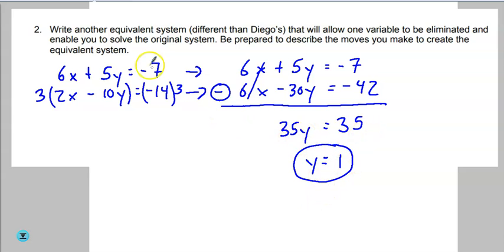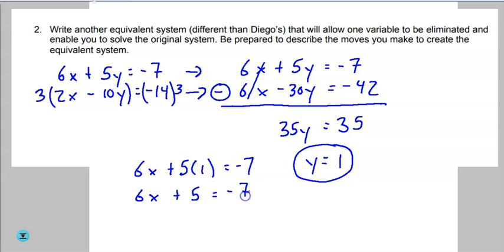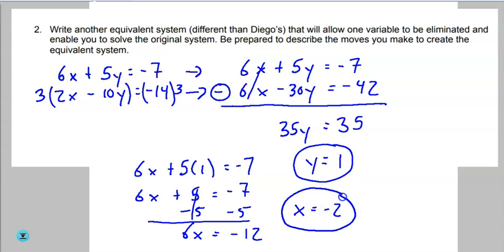So I know y is 1. Divide by 35, y is 1, and then you can plug it back into either of them. So I'll do the top one, 6x plus 5, y is 1 equals negative 7. 6x plus 5 times 1 is 5, negative 7. Subtract 5, 6x equals negative 12. Divide by 6, x equals negative 2. So we got x, y.